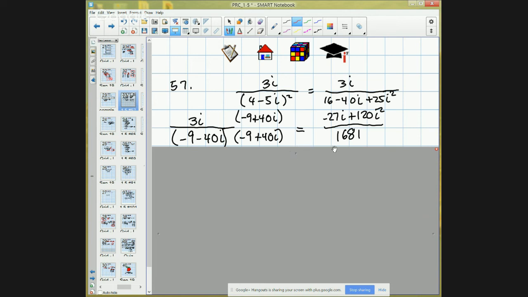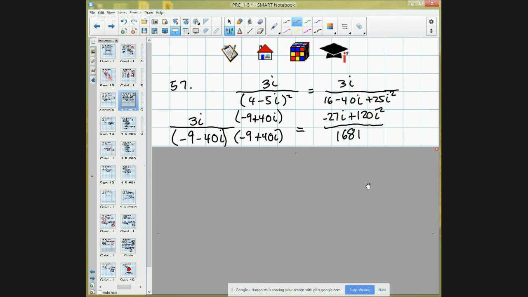Okay. So where did I get this 1,681? Well, shouldn't that be the sum of two squares because we're multiplying two complex conjugates? So what's 9 squared? 81. What's 40 squared? 1,600. What's 1,600 plus 81? 1,681. That's all I had to do to get that denominator. On top, just do the distributive property. Okay, so we're down to this.